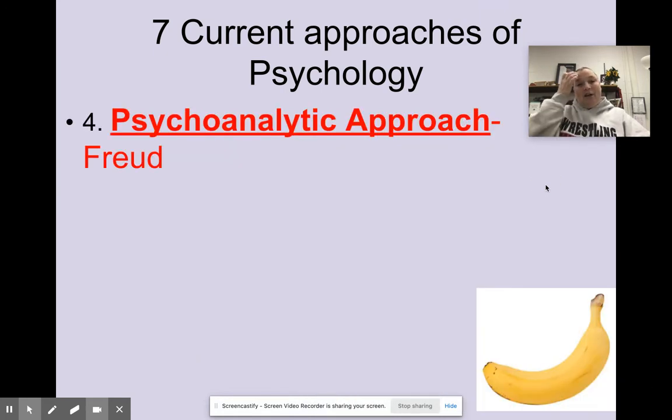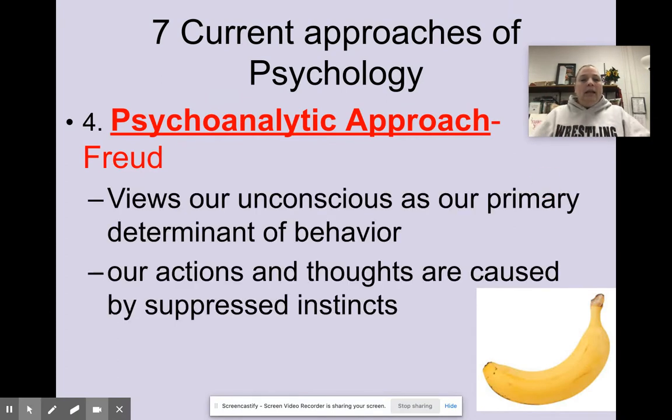Number 4 is the psychoanalytic approach. Now, this is a Freudian theory. For example, Freud viewed our unconscious as our primary determinant of behavior, that there are things within our brain that we don't even realize sometimes are causing our behavior. Our thoughts and actions are caused by suppressed instincts. So, for example, and this is kind of a controversial theory, a lot of people don't believe it, but it was a new way to think.